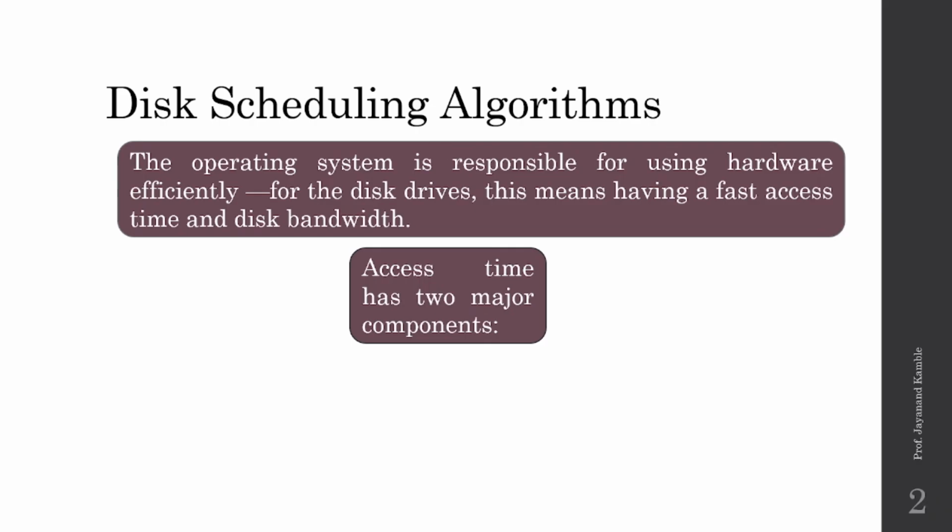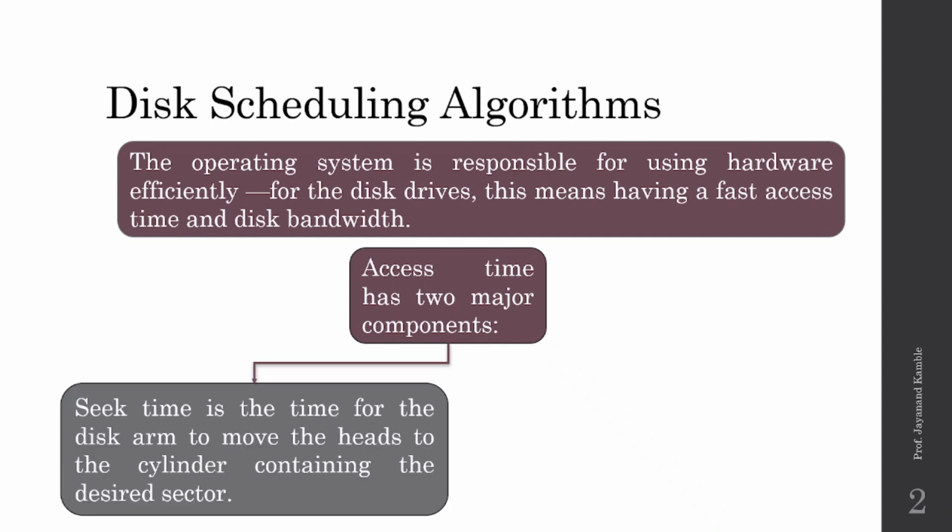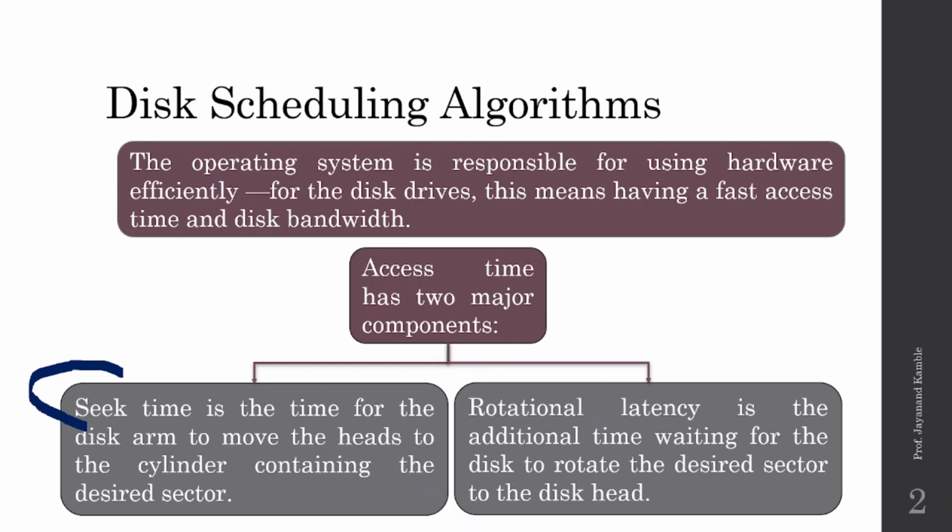When we talk about access time, it has two major components. Component 1 is seek time. What is a seek time? Seek time is the time for disk arm to move the head to the cylinder containing the desired sector. And another is the rotational latency, which is the additional time waiting for the disk to rotate the desired sector to the disk head. Now let's understand this.